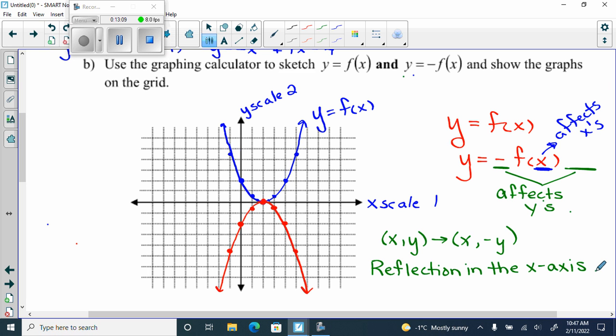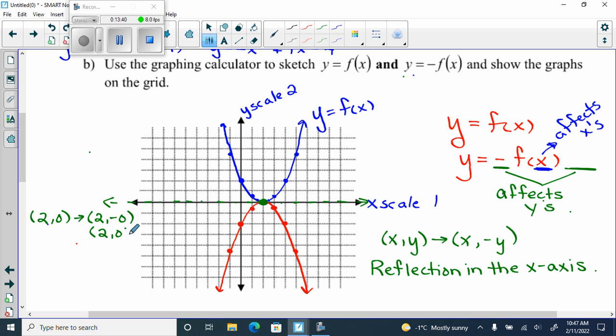Why did this remain invariant? Why did this stay the same? It's the only point that stayed the same. Yeah, it's on the x-axis, and when you're on the x-axis, your y is 0. And when you multiply 0 by negative 1, what happens? It stays 0. So when you reflect in the x-axis, this is your mirror. Anything on it will remain the same. So 2, 0 becomes 2 and negative 0, which is 2, 0.